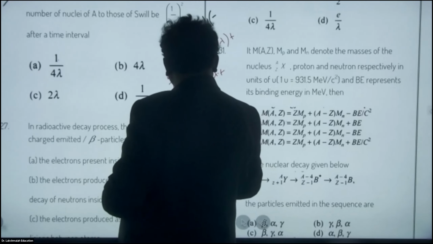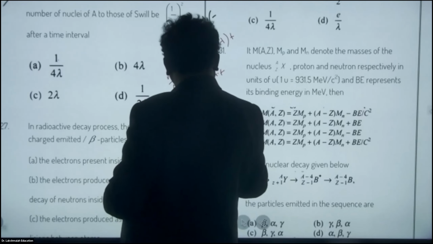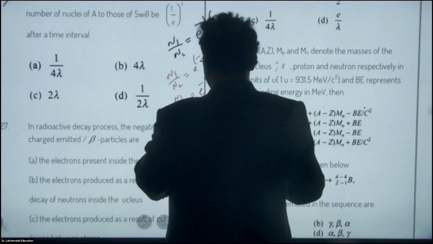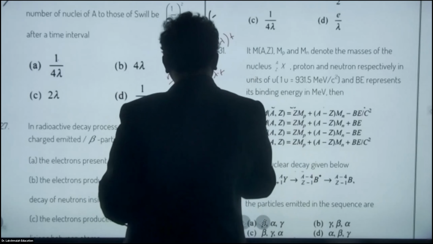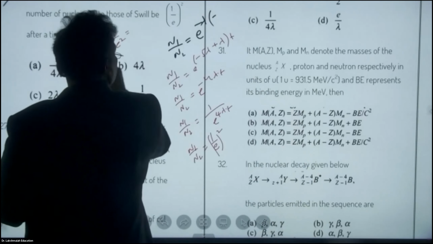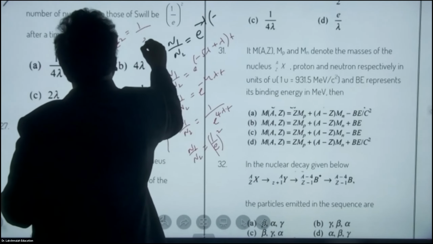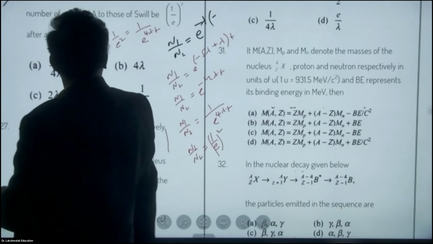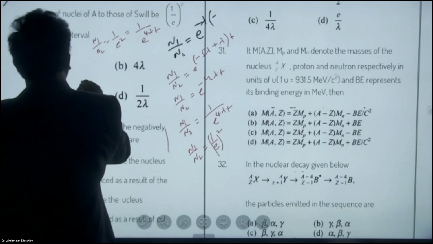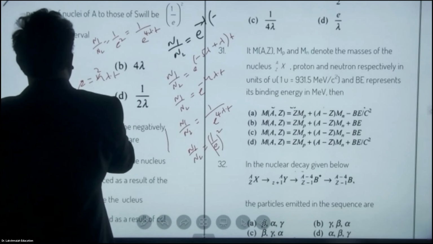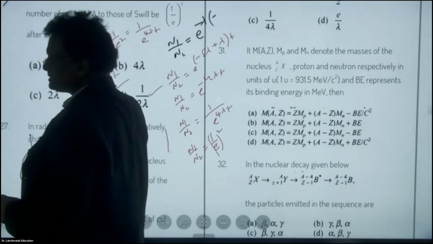But what is N1 by N2? That is equal to 1 by e whole square, means 1 by e square. So N1 by N2 is equal to 1 by e square, that is equal to 1 by e to the power of 4 lambda into t. So you can equate those two. So 2 is equal to 4 lambda into t. T is equal to 1 by 2 lambda. That is the answer.